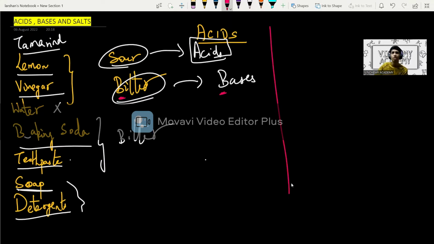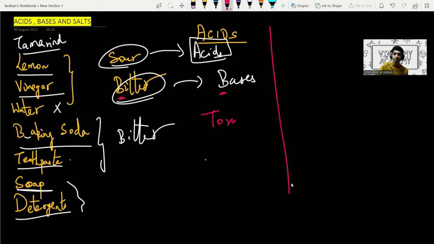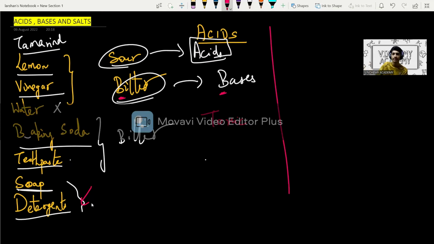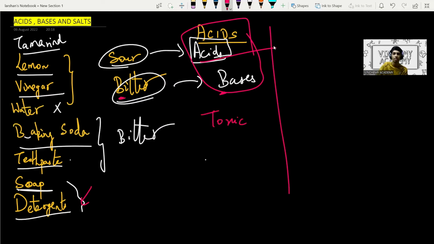But can we taste all the substances we see in nature? No, right? Because some substances are toxic, meaning they are harmful to us. We can't just go and taste detergent, or something kept in the lab, or some toilet cleaner, let's say. So how do we classify substances as acids and bases? This is one classification, by tasting. But practically, we can't taste all the substances found in nature. Hence, there's another method to classify acids and bases.